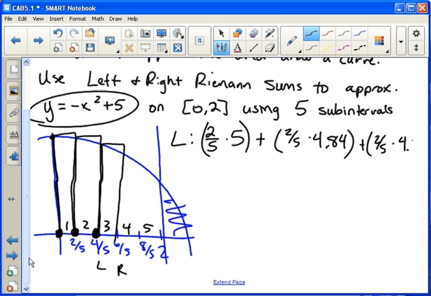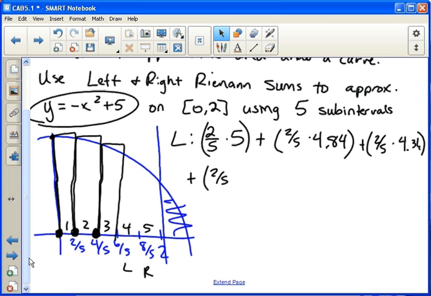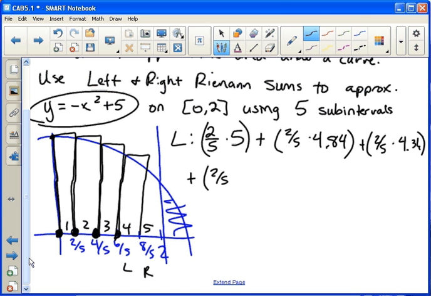Okay, just two more. Need to add another one right here at 4. Now our left and right endpoints are at 6/5 and 8/5. So I use the left endpoint, draw it up there at 6/5. And again, my width, or my base, is 2/5. My height is what I get when I plug 6/5 in, which would be 3.56. And then my last one also has a width of 2/5, and I need to use the height at 8/5. So if I plug 8/5 in the original, I get 2.44. Alright, so I need to add all those together and see what I get.